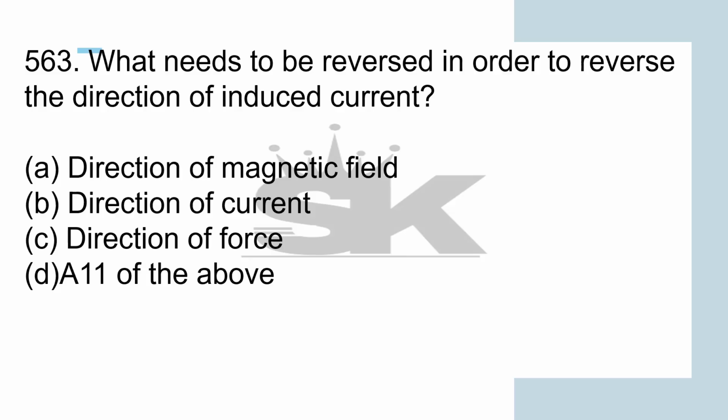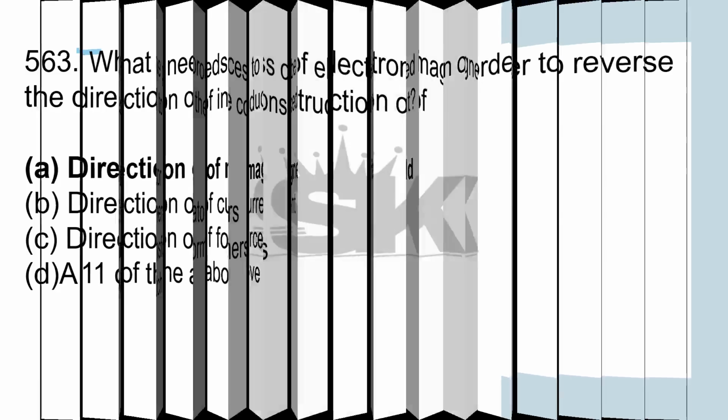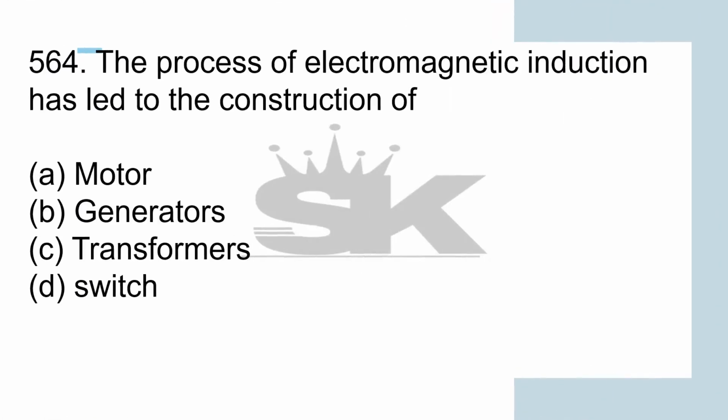That is the direction of the magnetic field. To reverse the direction of the induced current, the direction of the magnetic field should be changed. The process of electromagnetic induction has led to the construction of the answer: generator.